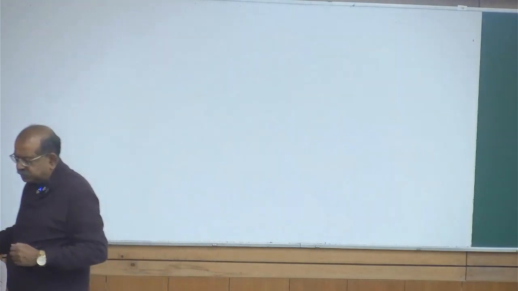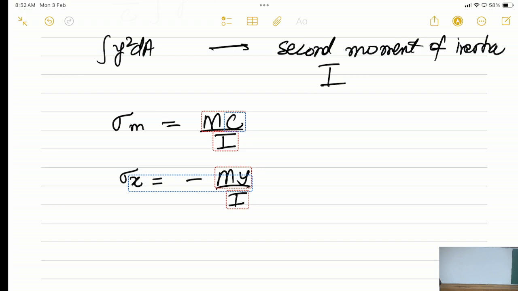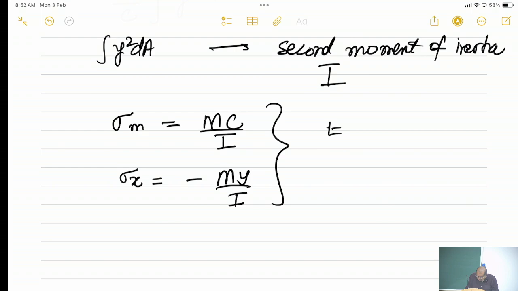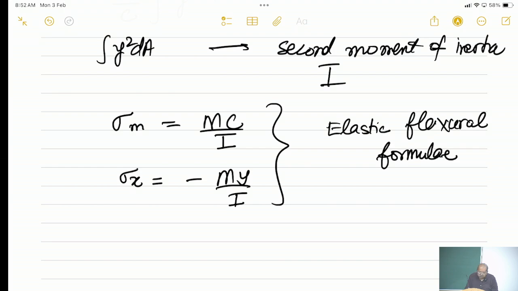So we have sigma m and sigma x given like this. Now these are what are called the elastic flexural formulae. And you can see that sigma x is compressive above the neutral axis, it is tensile below the neutral axis, and this is the form which it takes.